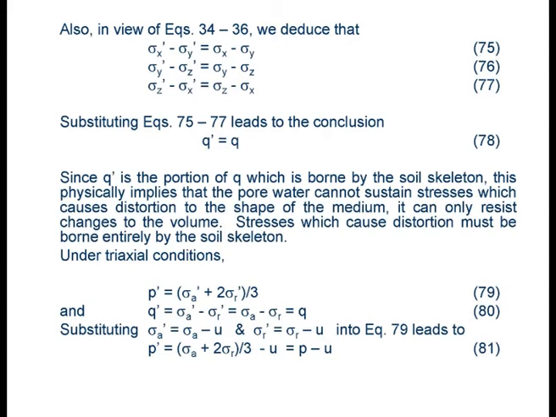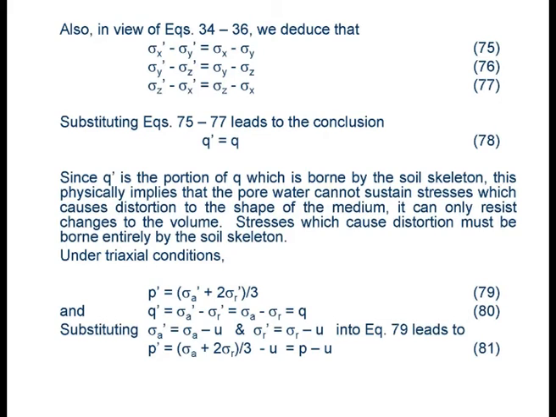So P dash is equal to that, Q dash is equal to Q, and now we can try to relate P dash and P, because we know that P dash is equal to sigma A dash plus 2 sigma R dash over 3. But we know sigma A dash is sigma A minus U. Sigma R dash equals sigma R minus U. Right? So if you just substitute this whole lot into here, you will immediately come to the conclusion that P dash is equal to P minus U. So P actually obeys the effective stress principle. Effective P equals total P minus pore water pressure.